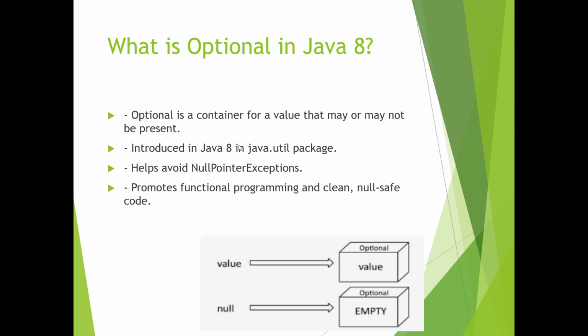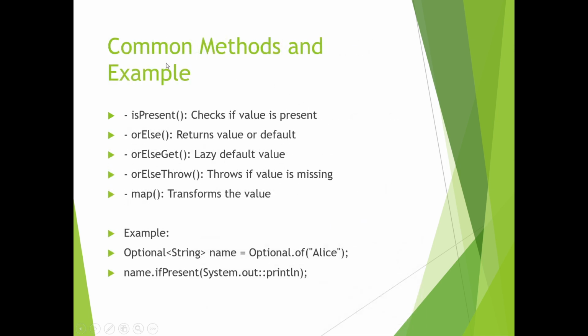And this class came in Java 8, and it is present in the java.util package. It avoids NullPointerException. And with the help of Optional, you can also write functional programming. Basically, this is clean, null-safe code.